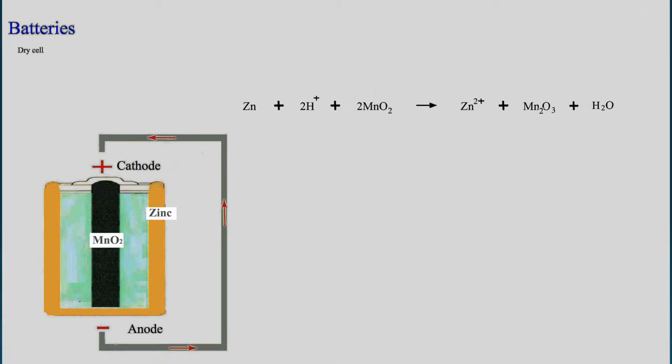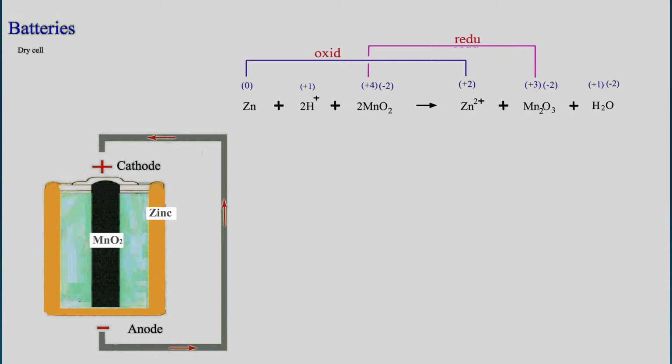Now look at the formula. The formula will look very complex, but let's examine the oxidation states. Would you be able to identify which one oxidized and which one reduced? Once you identify that zinc oxidized and Mn reduced, now you can split it into oxidation and reduction, anode and cathode.